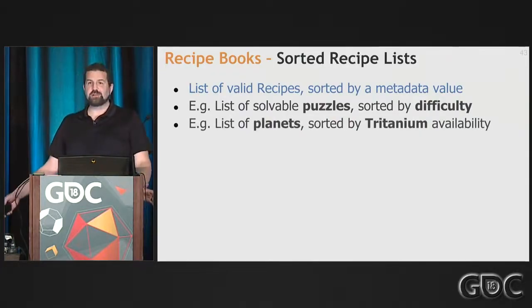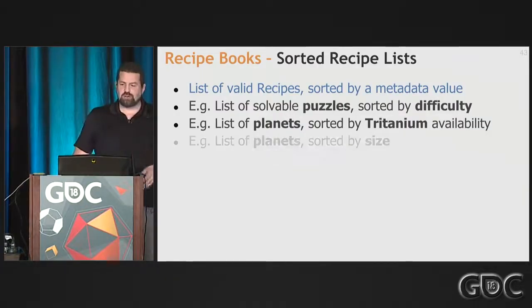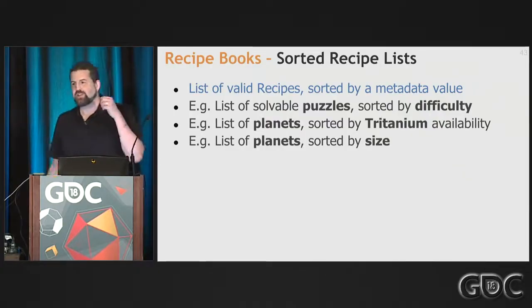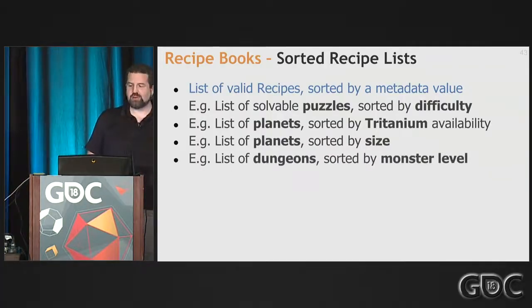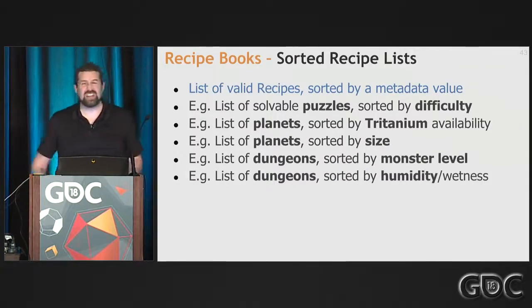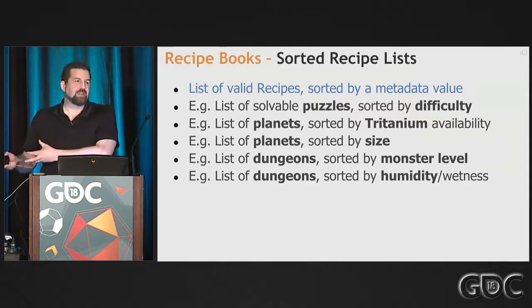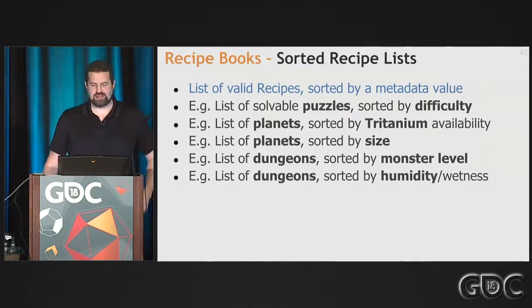You could have a list of planets sorted by titanium, sorted by palladium, sorted by whatever, so sorted by size. So now if you want a big planet, boom, just go to the end of that big planet list. If you want a titanium poor planet, go to the beginning of that list. Dungeons sorted by monster level or by humidity. You're like, I need a really wet dungeon where my lizard folk and my goblins or my kobolds are going to be. Or I need a really arid dungeon because it takes place in the desert.